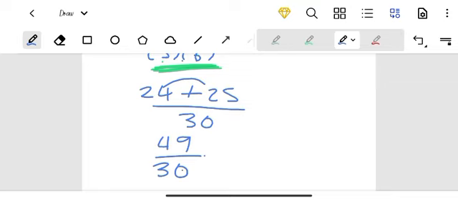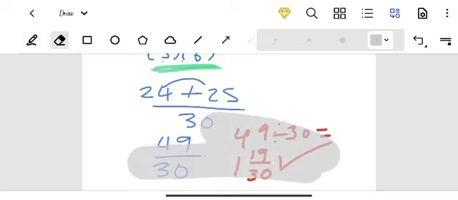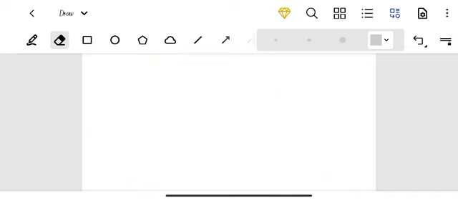So we can say 49 divided by 30, which is equal to whole number 1. And then we're gonna have 19 over 30. And you are done. I hope this made sense. So let me also think of another one.